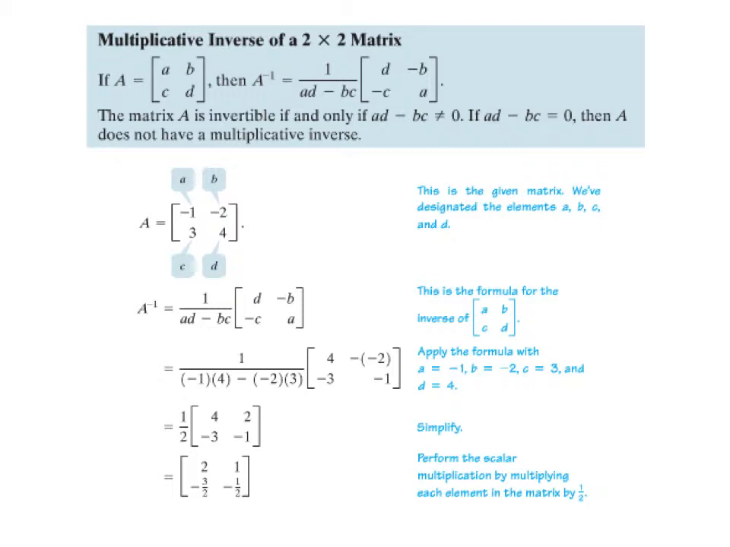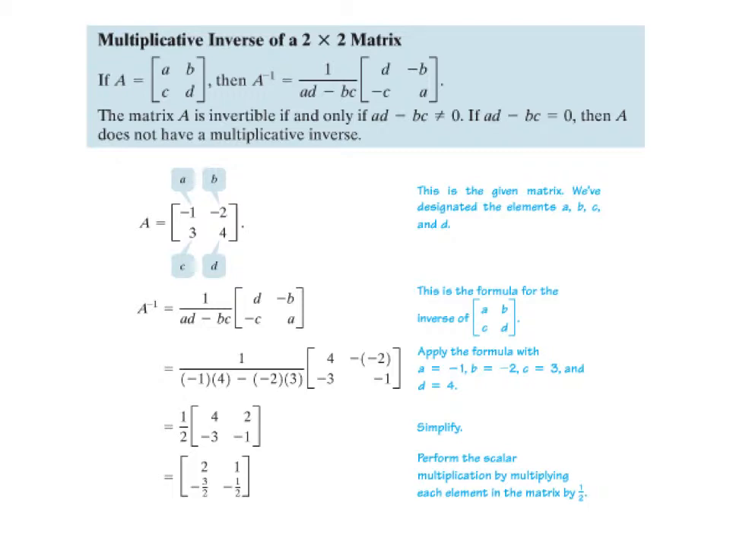So let's do an example with the matrix A of -1, -2, 3, and 4. First find the scalar of 1 over AD minus BC. We see that that is 1 over -1 times 4 minus -2 times 3. Simplifies down to just being 1/2.